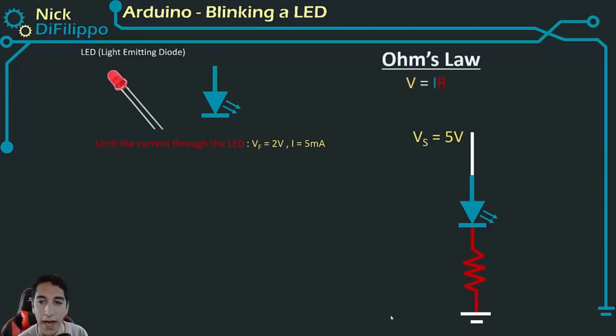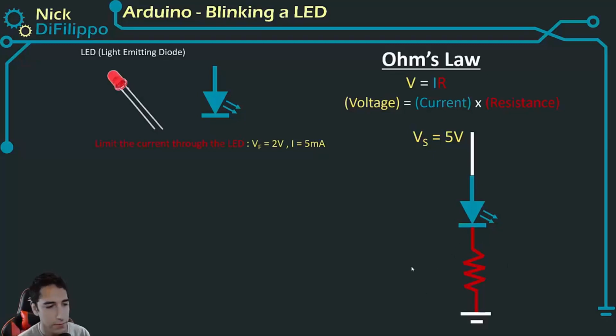In order to do that, I need to use this equation, which is Ohm's law. Ohm's law says the voltage is equal to the current times the resistance. Now, I cannot use Ohm's law over the LED. The LED is a nonlinear device, and Ohm's law only holds true for linear devices. Luckily, the resistor is a linear device, so I can use Ohm's law over this resistor.